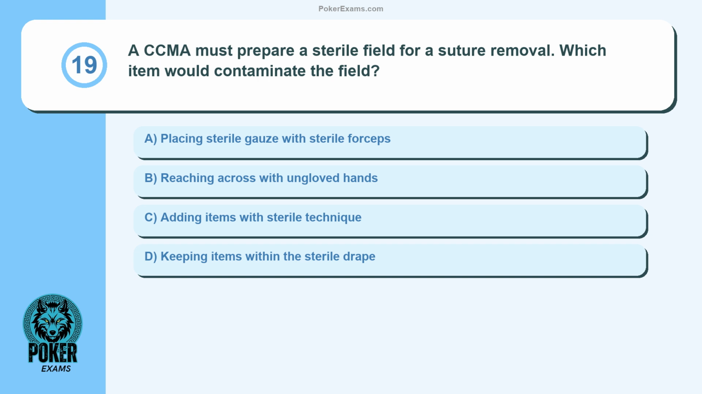Question 19. A CCMA must prepare a sterile field for a suture removal. Which item would contaminate the field? Placing sterile gauze with sterile forceps. Reaching across with ungloved hands. Adding items with sterile technique. Keeping items within the sterile drape.